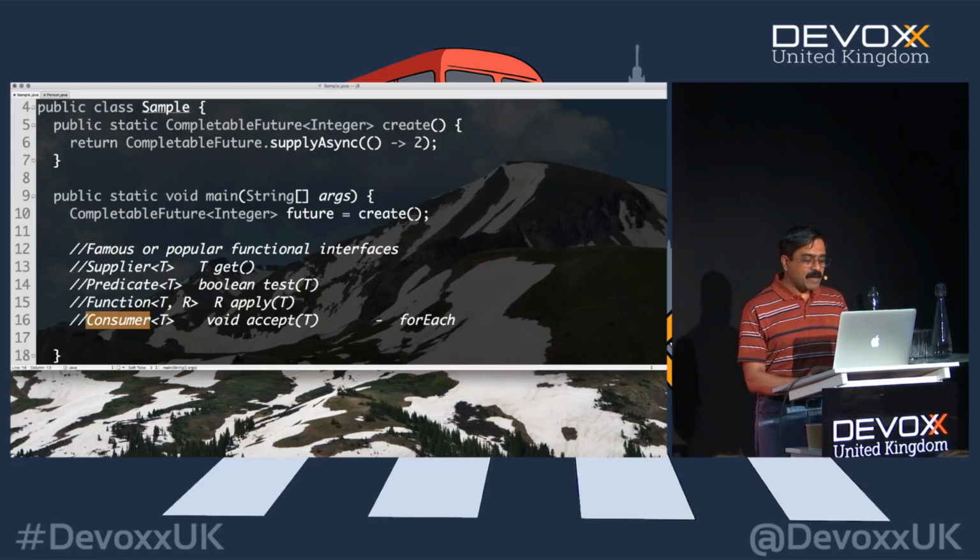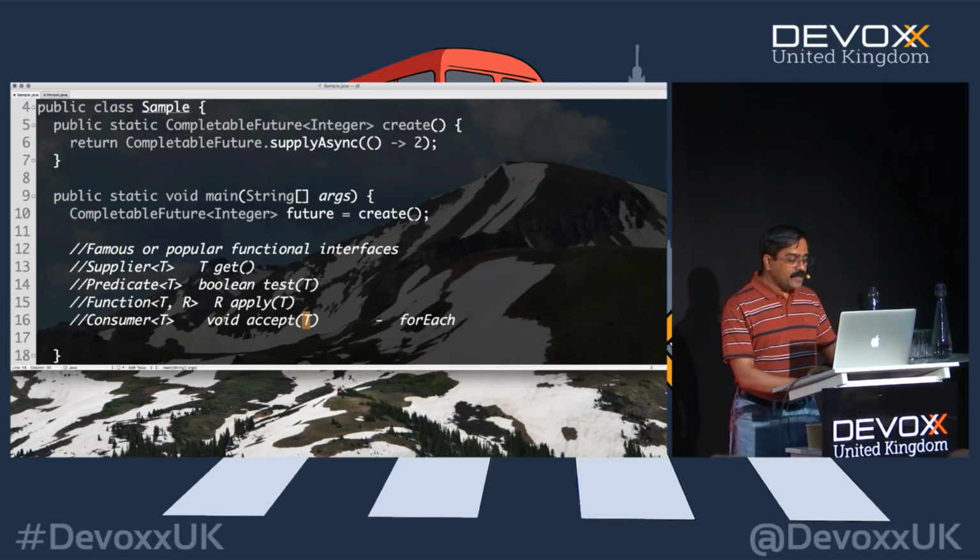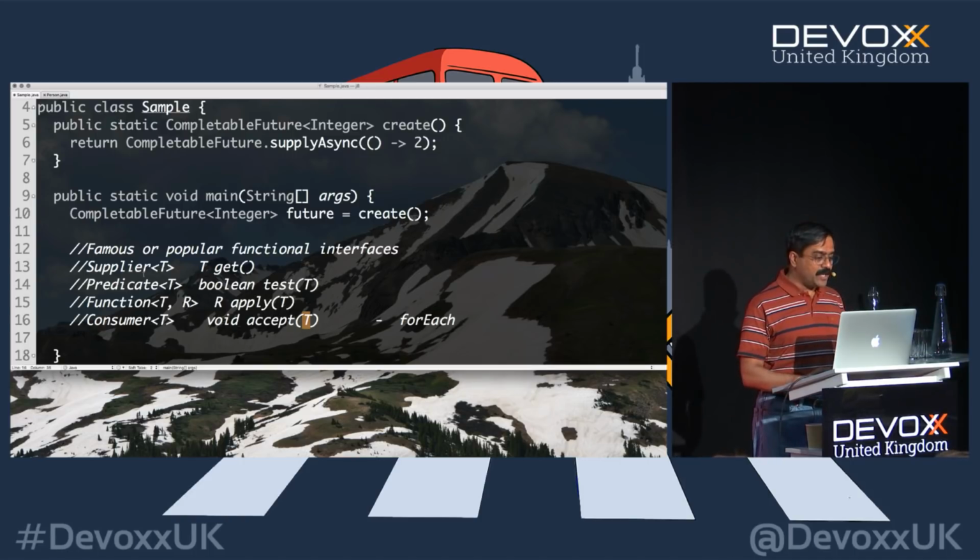It always takes my money. I get nothing back from it. That's how I feel about consumer. On the other hand, the polar extreme to this is supplier. Do you notice how kind supplier is? It never takes anything, but always gives you something back.